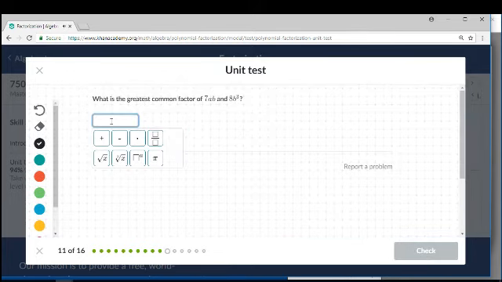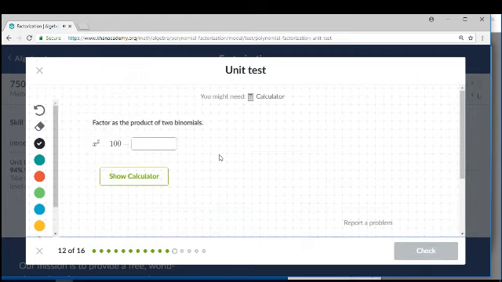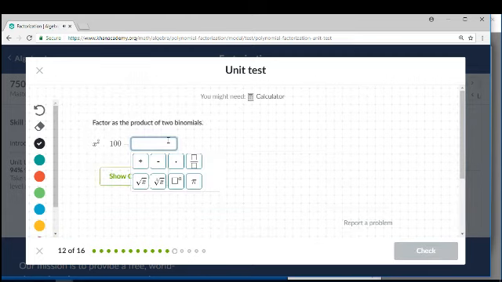What's the greatest common factor of 7ab and 8b cubed? Well, the only common term is b. Right, it is the product of two binomials. That's going to be x minus 10 and x plus 10.